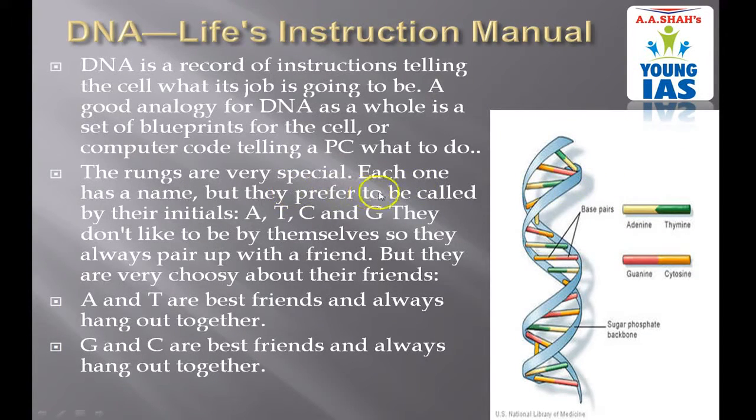The rungs are very special. Each one has a name, but they prefer to be called by their initials, A, T, C and G. They don't like to be by themselves, so they always pair up with a friend, but they are very choosy about their friends. A and T, adenine and thymine, are best friends and always hang out together. Guanine and cytosine, C and G, are best friends and always hang out together.